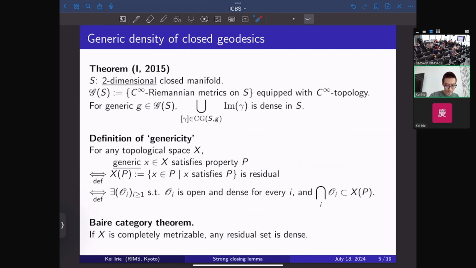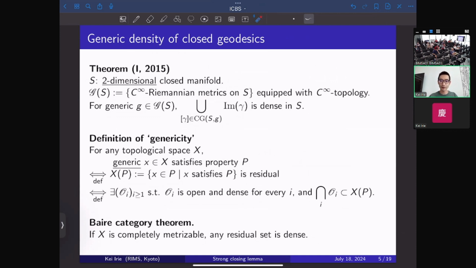So let S be any two-dimensional closed manifold, and G of S denotes the set of smooth Riemannian metrics on S equipped with the C infinity topology. This is a completely metrizable space. And then the theorem says that for a generic metric, the union of closed geodesics is dense. In particular, there are infinitely many primitive closed geodesics. So this is the generic density theorem for closed geodesics.